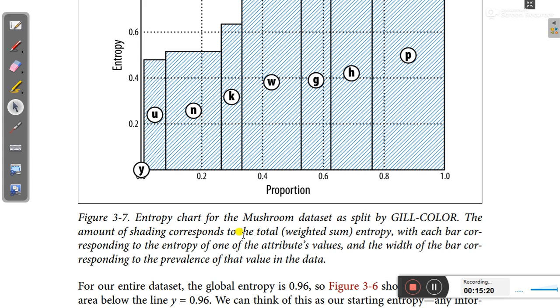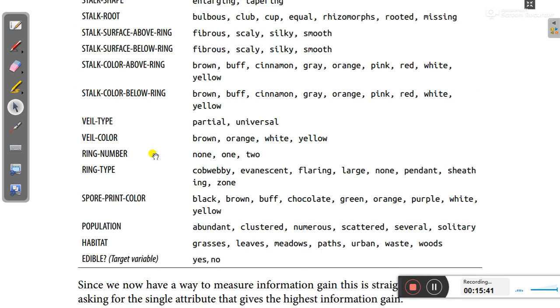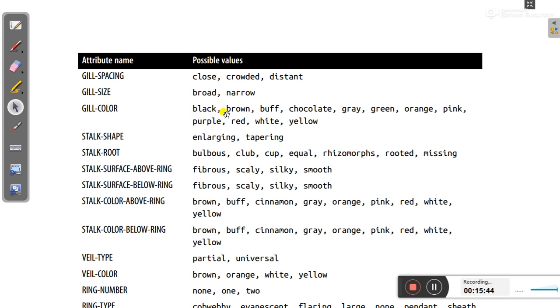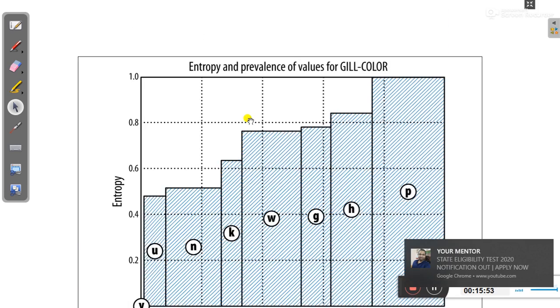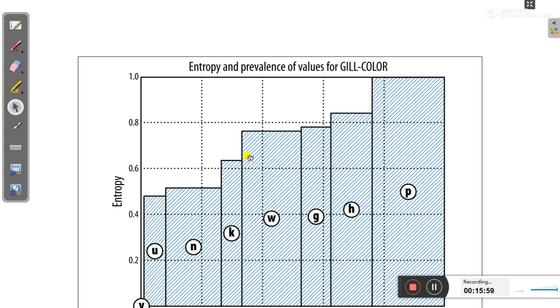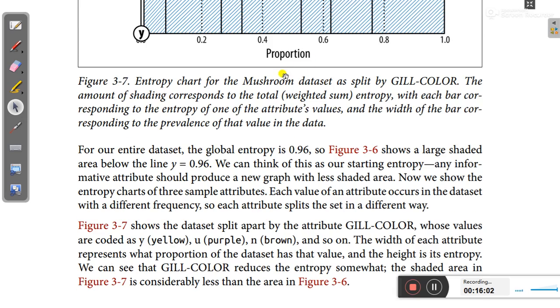The amount of shading corresponds to the total entropy, a weighted sum with each bar corresponding to the entropy of one attribute value. Suppose U is one value of the attribute, N is another value of the attribute. In that way we can get the proportion of the data and the entropy of the data. So here you can see gill color. There are 12 possible values, but here you can see only 7 values, which comprise the whole proportion of the data set.